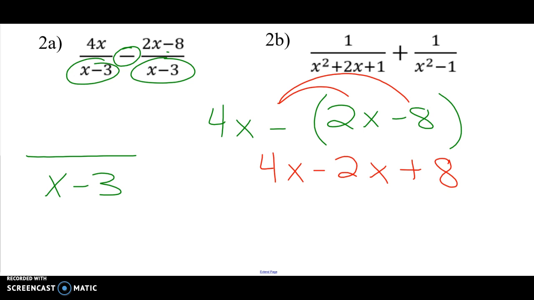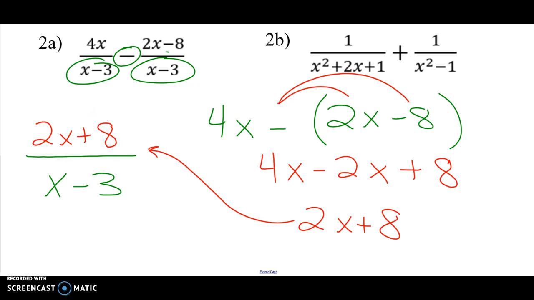Could you just add like a plus 0 to 4x? You can. And then it's just 0 minus negative 8 is positive 8. And now how will that simplify there? 2x plus 8. And that is your numerator.